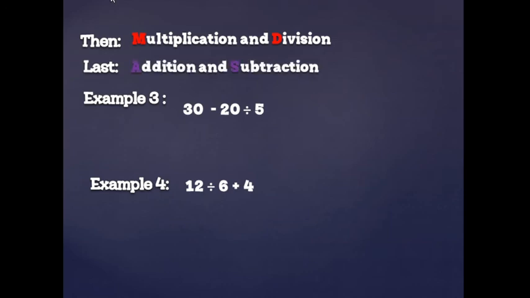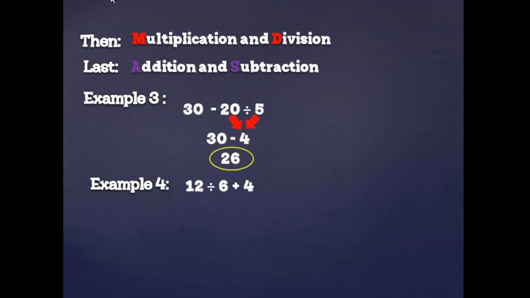Remember to solve from left to right. In example number 3, we have 30 minus 20 divided by 5. So do we have multiplication? None. Next is division. Yes, we have 20 divided by 5. We should solve that first. 20 divided by 5 is 4. Write down 30. 30 minus 4 is 26.